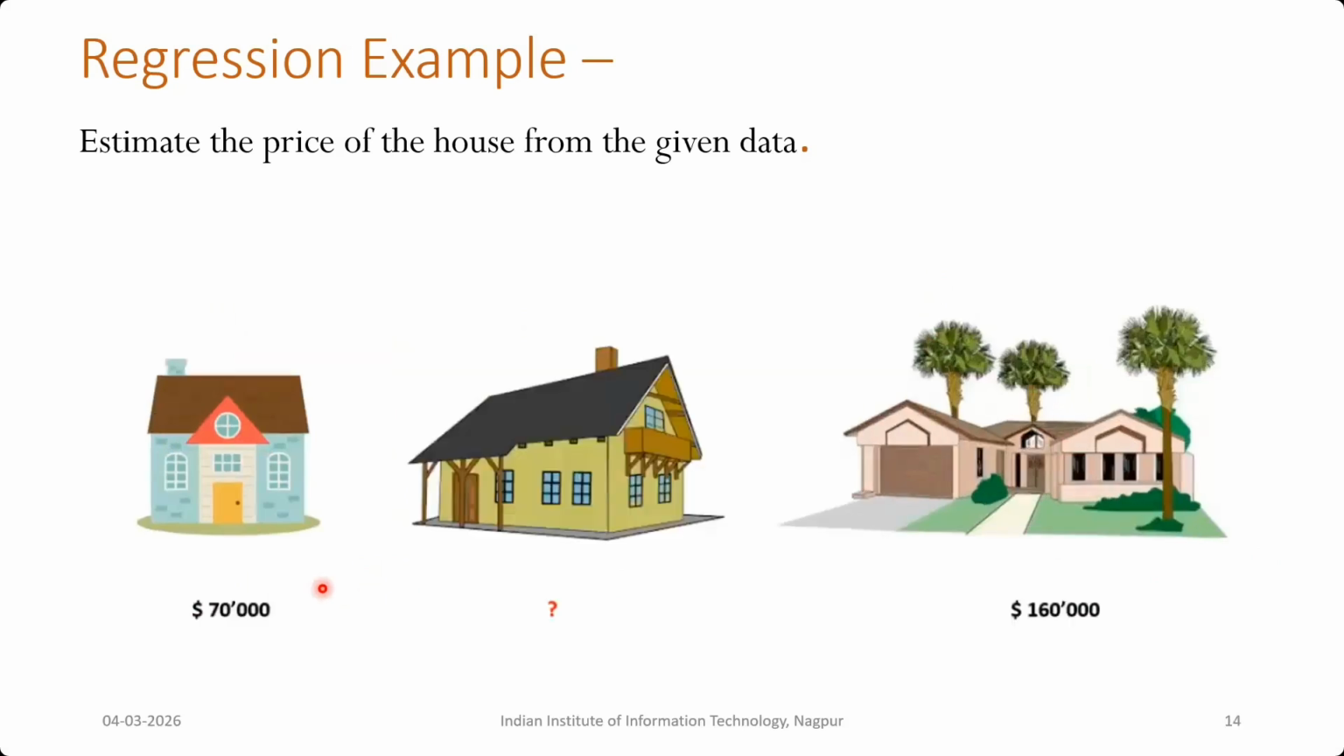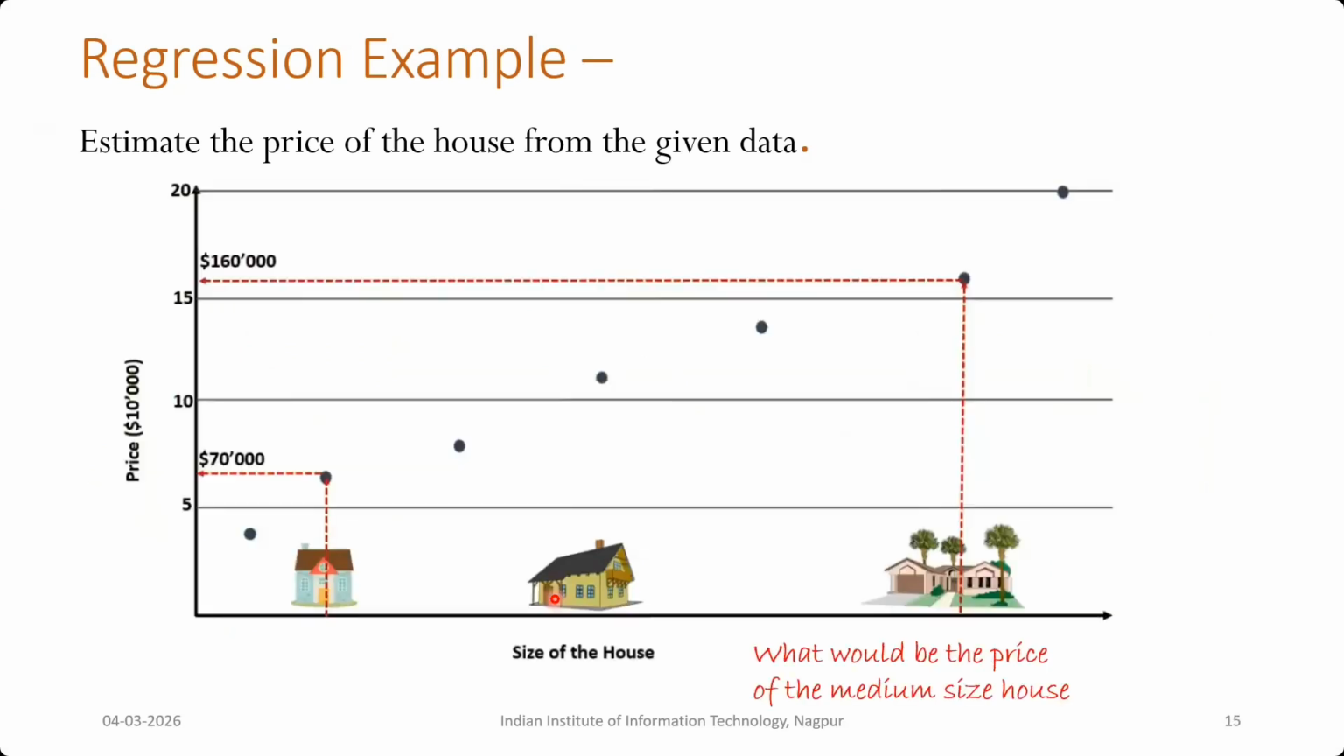Okay, so the problem given to me is, after training the model based on the size and the price, we need to predict the price of this house, which has a medium size compared to this one and this one. So obviously I have to plot these points in a 2D space. On the y-axis, I want to predict the price of the house, so I will plot the price of the house there, and on the x-axis, I will have the size of the house.